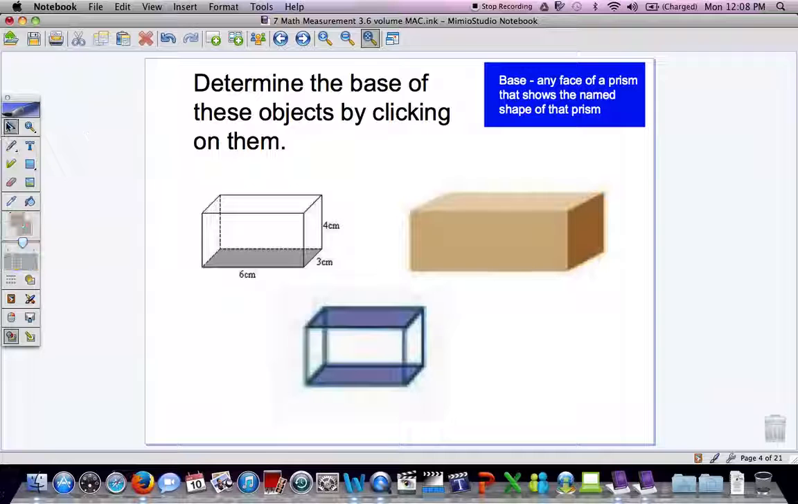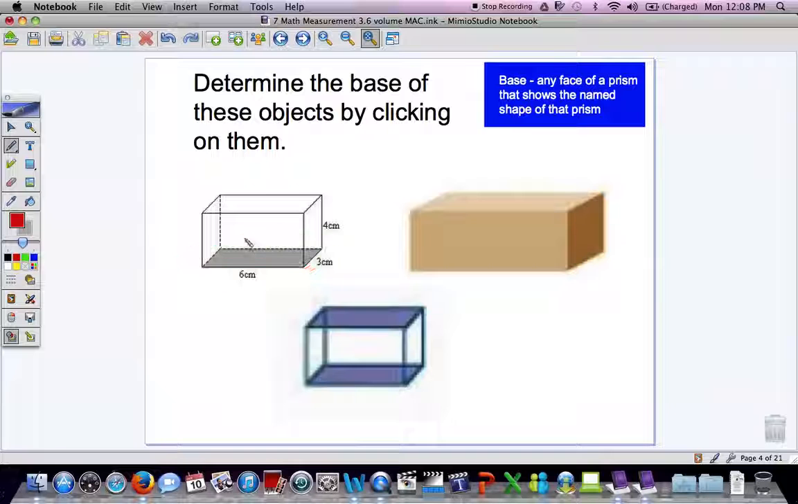We have to figure out what the base of the shape is always. That's where we are at the beginning, because we're going to get to the formula in a second. It's the face of the prism that shows the named shape of that prism. So what that means is these are all rectangular prisms, right? Rectangular prism, rectangular prism, rectangular prism. So the base is the rectangle.